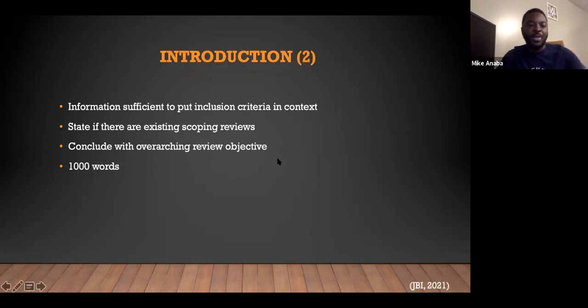Okay, it is also important that in your introduction, information is provided in terms of your inclusion criteria, and then state clearly whether there has been an existing scoping review done in the area. And then most importantly, let your introduction conclude with what objective your review is seeking to achieve. And for JBI, their manuals outline that your introduction should be a maximum of 1,000 words.